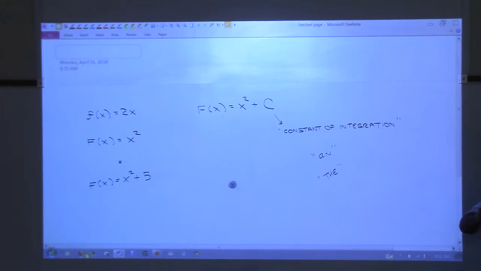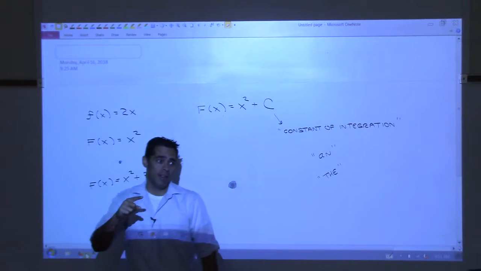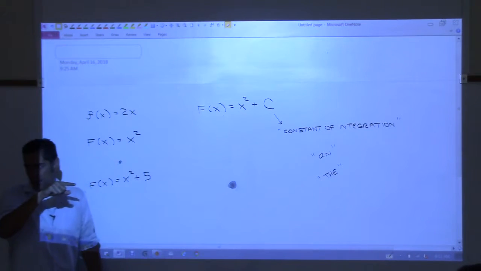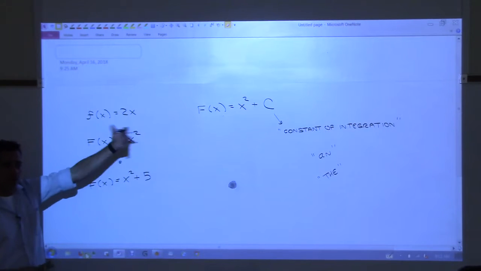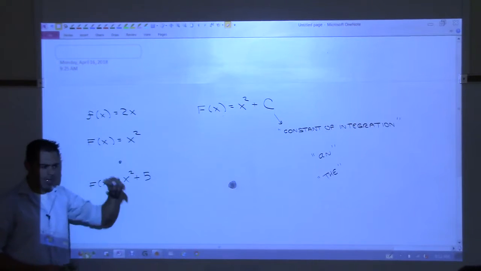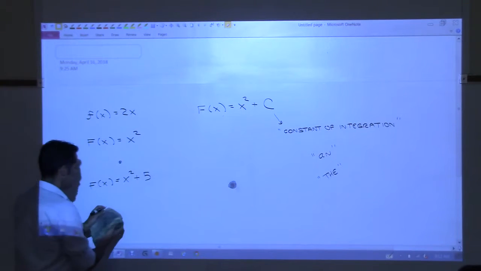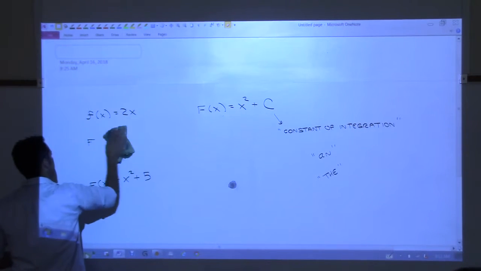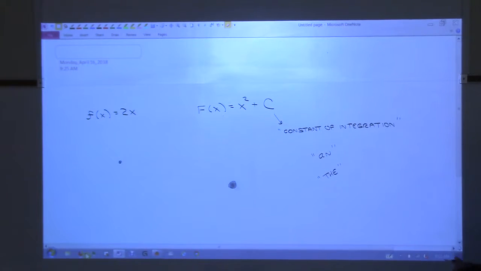Every single time you have a function and you find its antiderivative, you will always have to have plus c out there. No matter what your function is, when you take its antiderivative, you could always have that constant that goes away when you differentiate it. Okay, so let's try another one. Oh, wait, I wanted to show you a picture to show you the relationship.